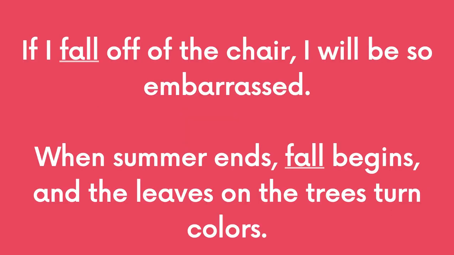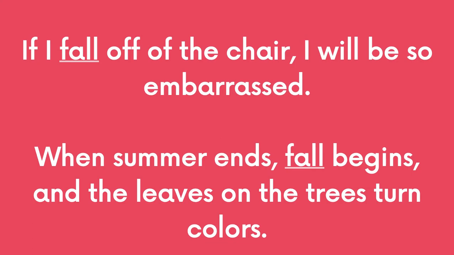The first sentence says, if I fall off the chair, I will be so embarrassed. So if I fall, maybe I'm standing on the chair trying to reach something, or I'm sitting on the chair but I'm losing my balance and I am going to fall. So that is a verb, an action, something that is going to happen. That means I am going to hit the ground or the floor after I fall off of the chair.